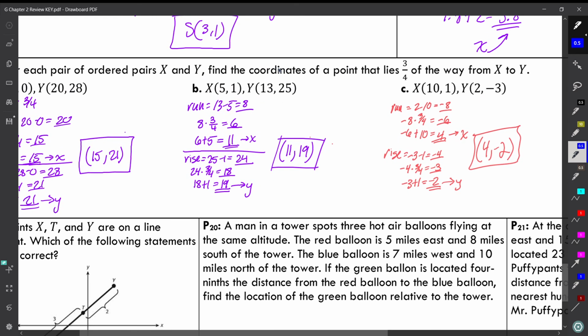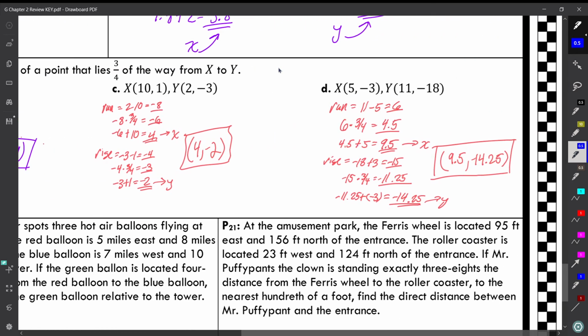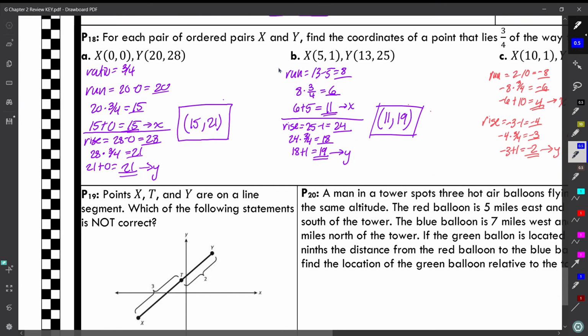Okay, so our ratio is not going to change. We're just doing steps 2 and 3 over and over again, okay? So, ratio 3/4. Run 20 minus 0 is 20. Multiply by the ratio of 3/4 to get 15. Add that 15 to the initial x.